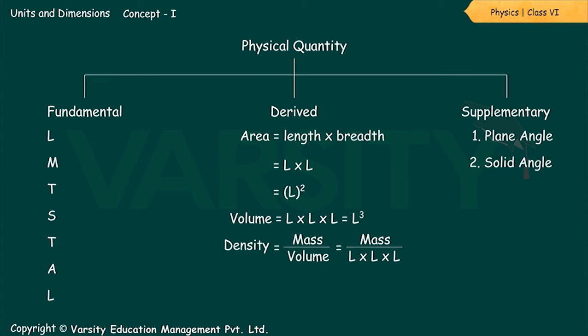This is our first concept. Fundamental physical quantities are 7 in number. Derived physical quantities are from fundamental quantities, so that does not have a count. So many are there. And supplementary physical quantities are 2, plane angle and solid angle. These are the types of physical quantities.